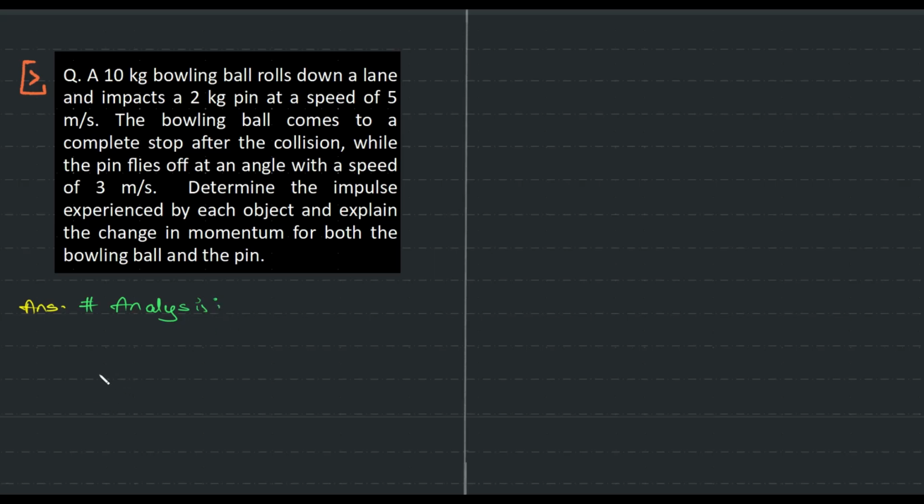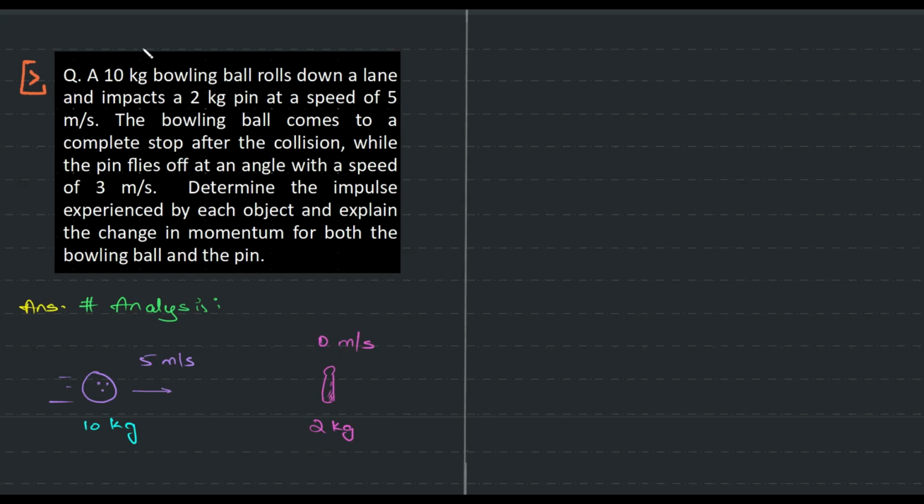So let's talk about this. We have a bowling ball. It has an initial velocity of 5 meter per second. The mass is 10 kg. And it's going towards hitting a pin, which is 2 kg, and its initial velocity is 0 meter per second.